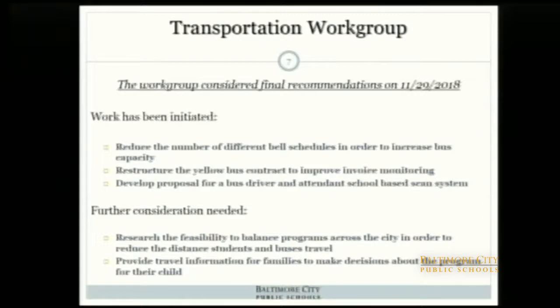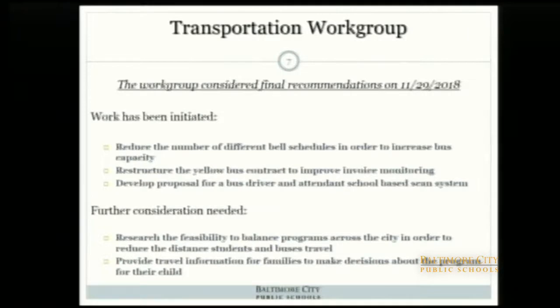And then we've also, we have a GPS system installed. We have a student boarding module that we're implementing, and in that module we would like to do a bus driver and attendant scan system, which would sort of authenticate and validate: was that driver certified, did they do that route on that day that we are getting an invoice for. So those are things that are initiated now.